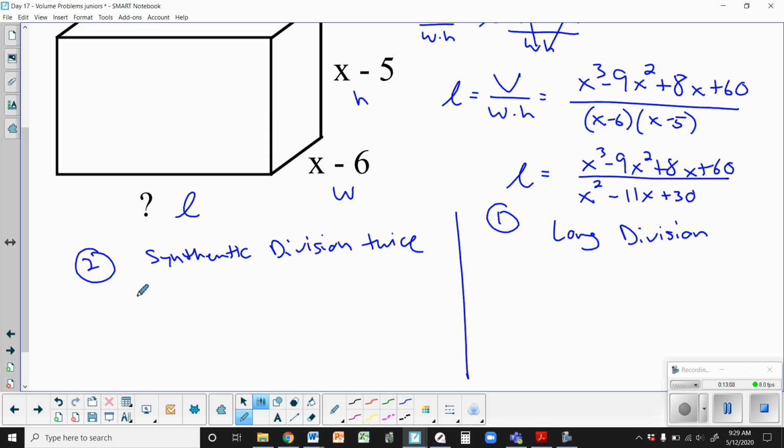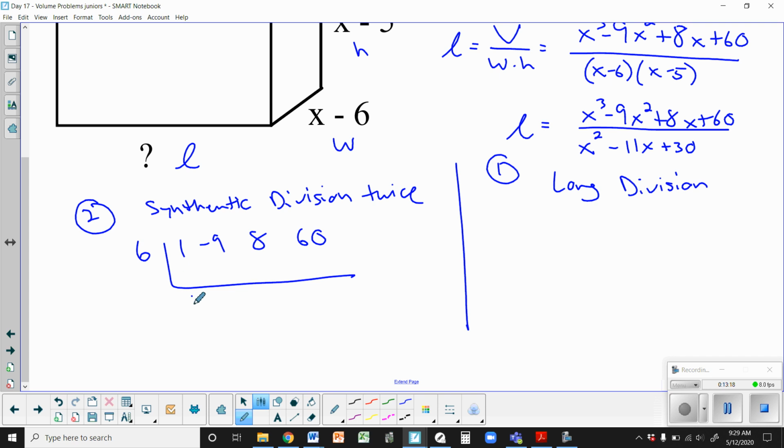So if we do this method, we have 6. So we have 1, negative 9, 8, and 60. We know it's going to divide evenly because we know that this is true. So 1, 6 times, that means we're expecting a 0 here. So you have 6, negative 3, negative 18, negative 10, negative 60. Great, so 0. So this would be x squared minus 3x minus 10.